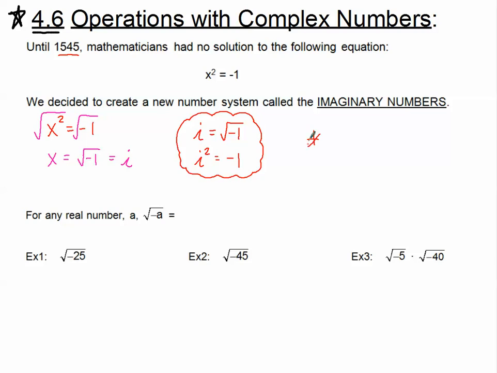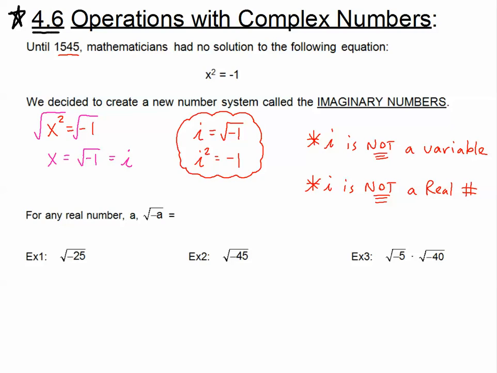Two other points I want to make. i is not a variable. I understand that it is a letter, that's the letter i, but in math we call it a number. It's the first imaginary number. It's representing the square root of -1. It is not a variable. And i, of course, is not a real number. It's the first of our imaginary numbers.